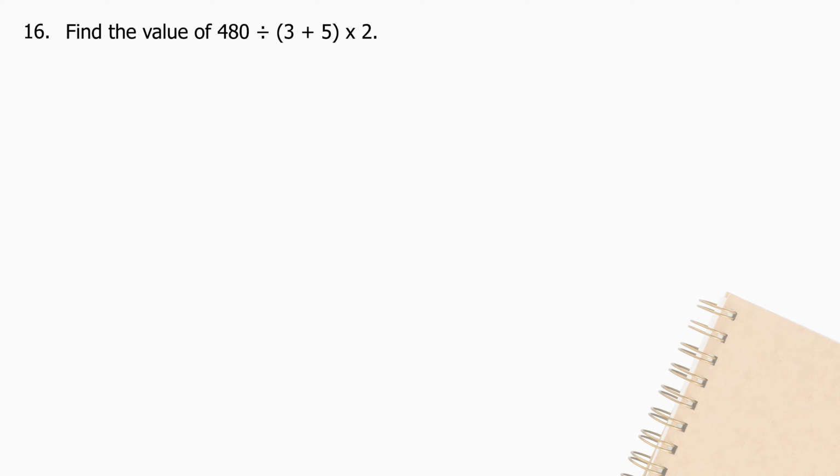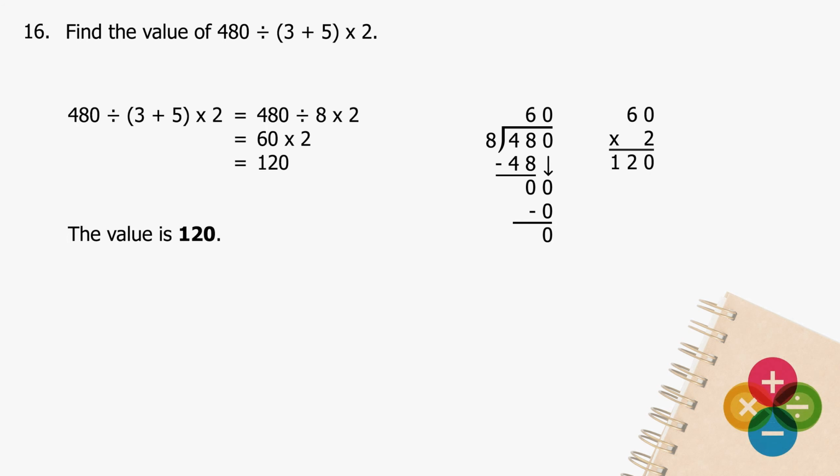Question 16. Find the value of, divide 480 by 3, and add to 5, and multiply by 2. Divide 480 by 3, and add to 5, and multiply by 2, will be equal to, divide 480 by 8, and multiply by 2, and will be equal to, multiply 60 by 2, and the product is 120. The value is 120.